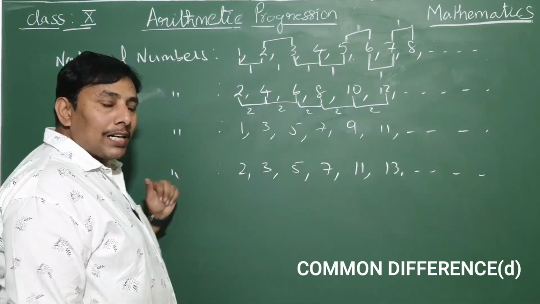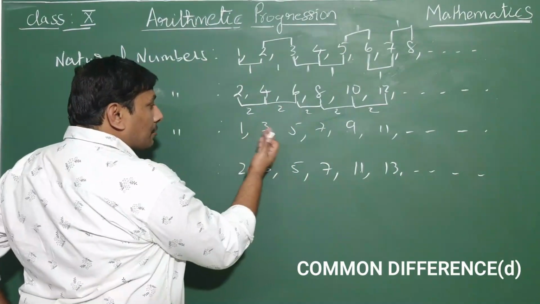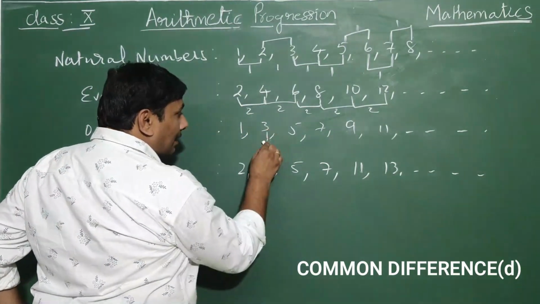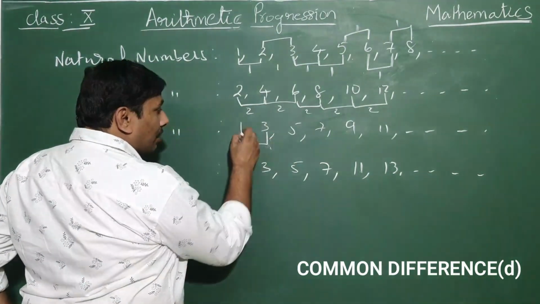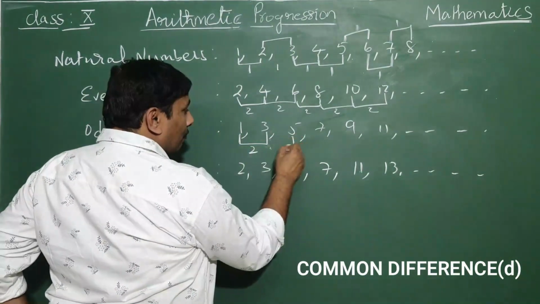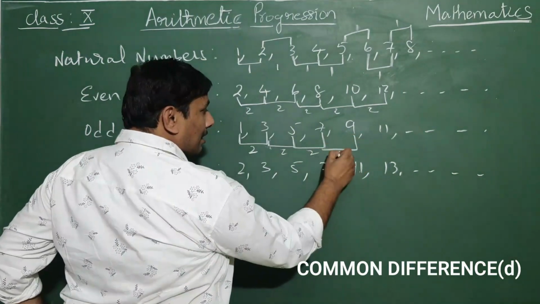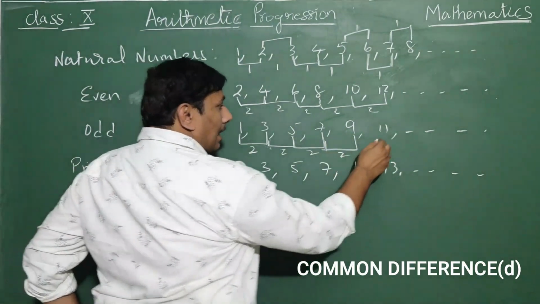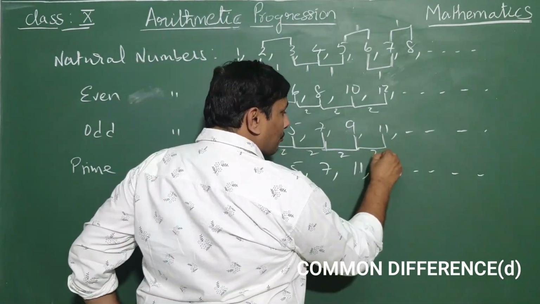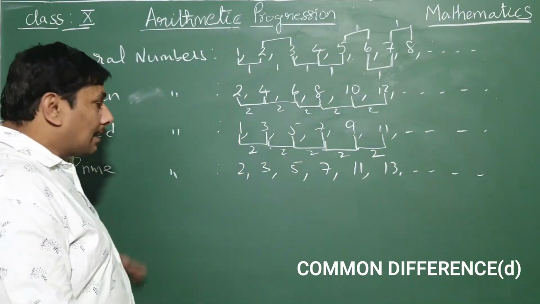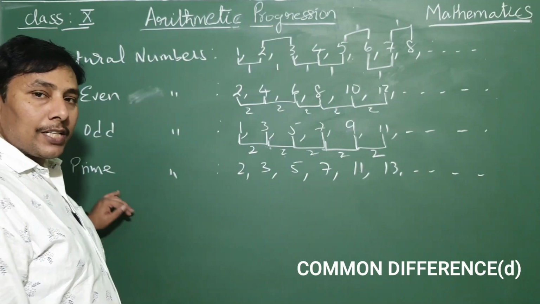And if you go for the odd numbers and check the difference between two successive terms, the preceding term is 1 and the next term is 3, and the difference is 3 minus 1, which is 2. 5 minus 3 is 2 again, 7 minus 5 is 2 again, 9 minus 7 is 2 again, and 11 minus 9 is also 2 again. Here also you can see the common difference. Now let us check the prime numbers.